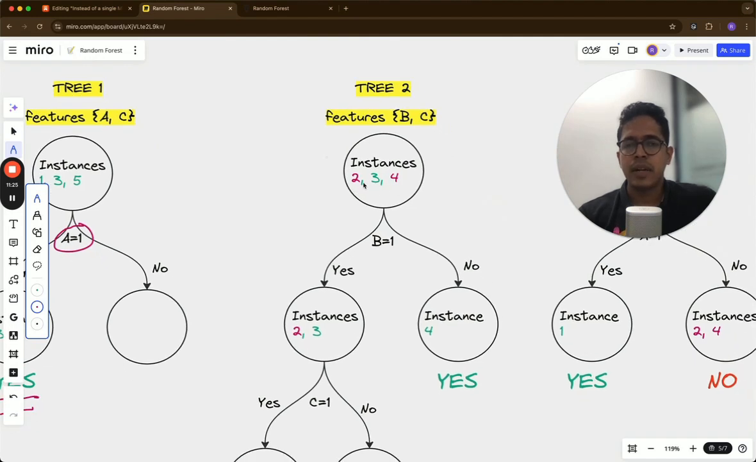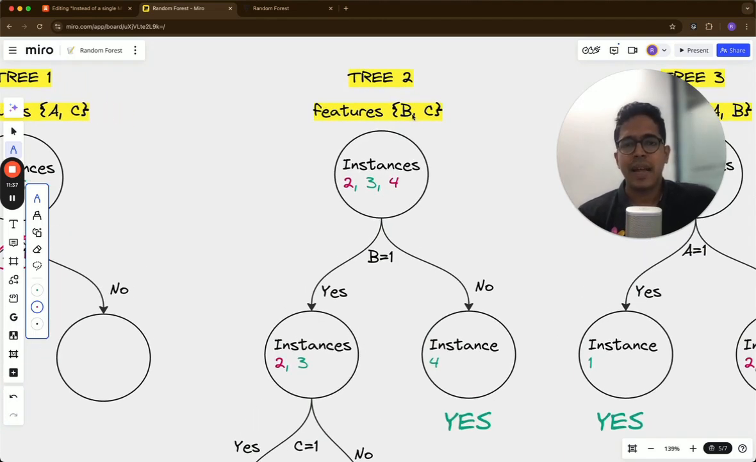2, 3, 4. Instances 2 and 4 are red, which means no is the final prediction, the label of those 2 data points. And 3 has a label of yes, which is why I have shown it in green color. And we are not going to use feature A. We only have features B and C available.